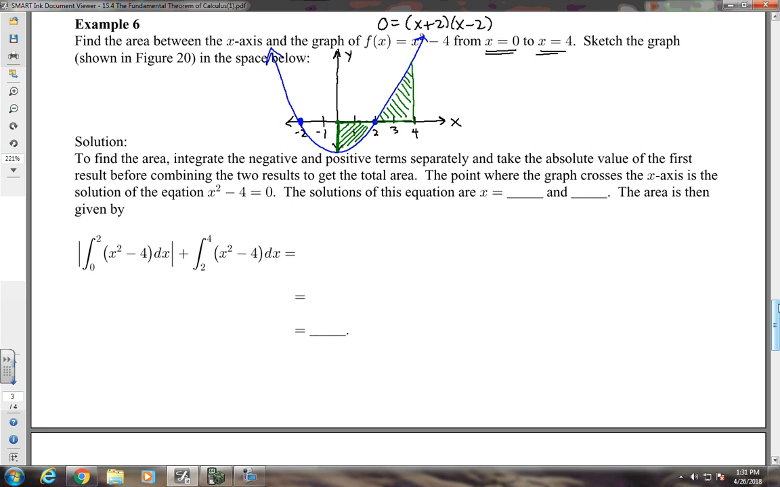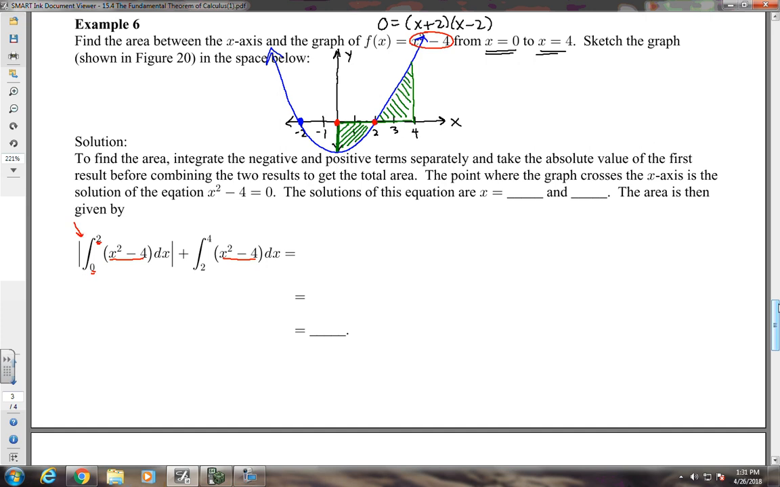In each case, I'm going to be integrating my function, x squared minus 4. So notice my integrand in each case is that parabola, but I'm breaking it up into two problems. Looking at our first area, the area below the x-axis, x goes from 0 to 2. So my limits of integration are from x equals 0 to x equals 2.